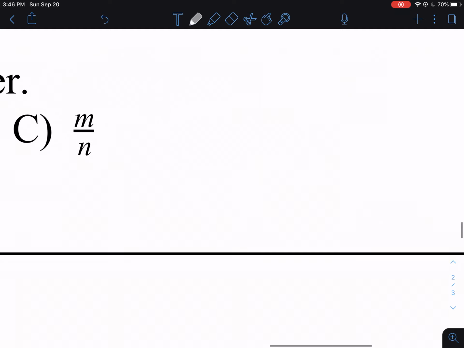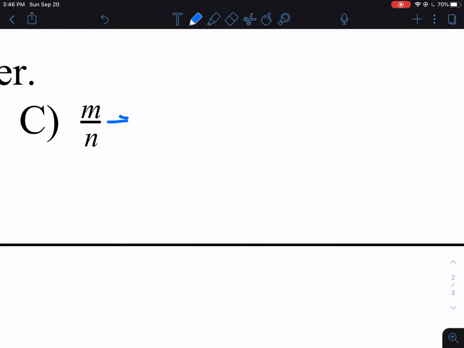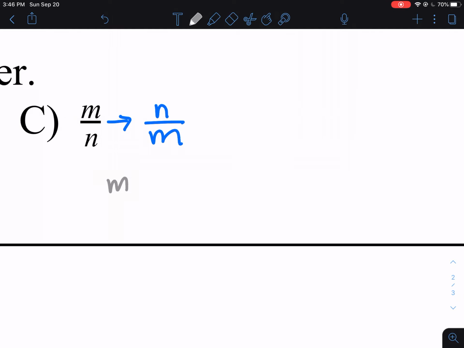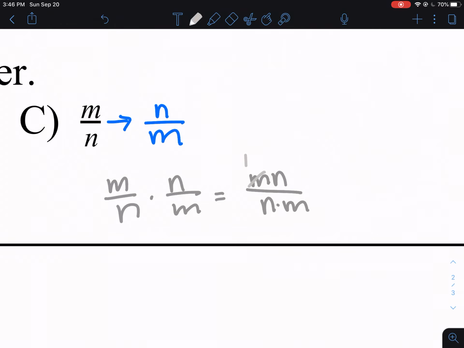So that's exciting. And then finally, the multiplicative inverse of m over n, flip it over, is n over m. Because when you multiply them together, m over n times n over m equals m times n over n times m. And now we can reduce them out. They need an even lighter gray. Okay, m over m reduces to 1. N over n reduces to 1.